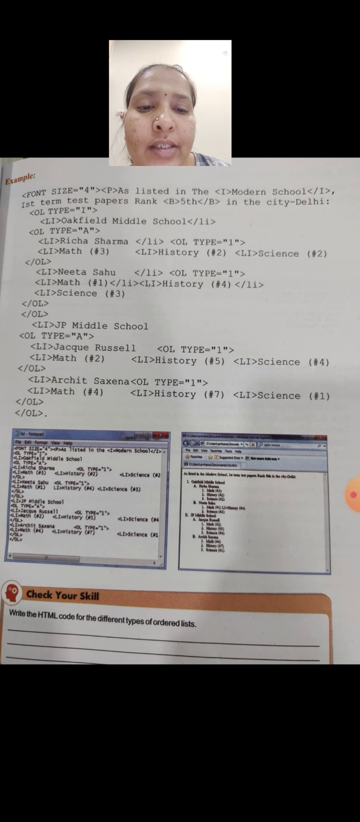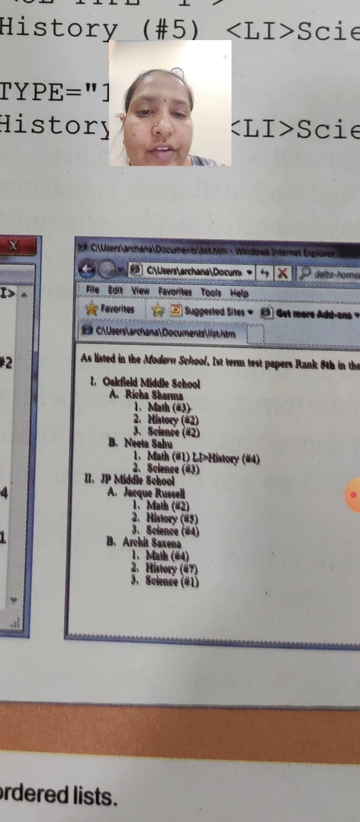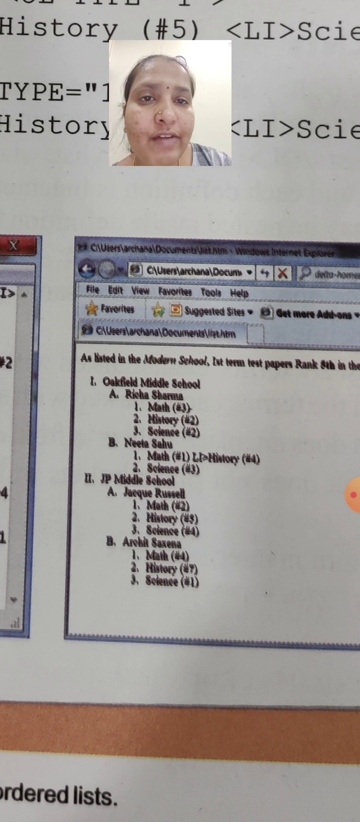Go through that one. See here, after writing all these codes in a notepad, see how they have given it. First one, that is Oakfield Middle School. In that, what have they given? A they have given. In that A, again they have 1, 2, 3. I mean, all the list will come serial-wise through numerals. Okay, here they have used all the types of ordered list.